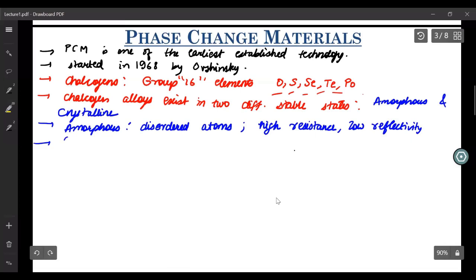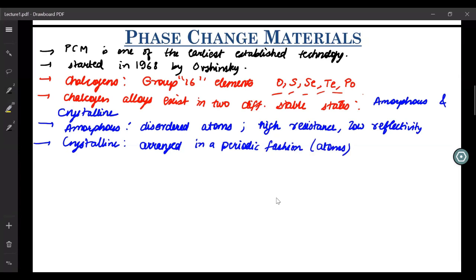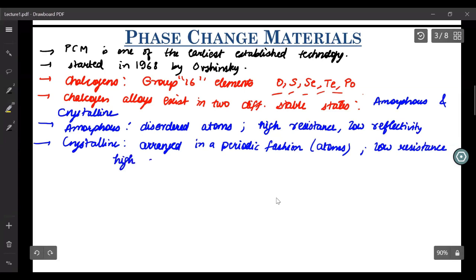And what can we comment about crystalline materials? The crystalline materials are arranged in a periodic fashion. What is arranged in a periodic fashion? It's the atoms. So atoms are arranged in a periodic fashion in crystalline materials, and they show a low electrical resistance and a high reflectivity.